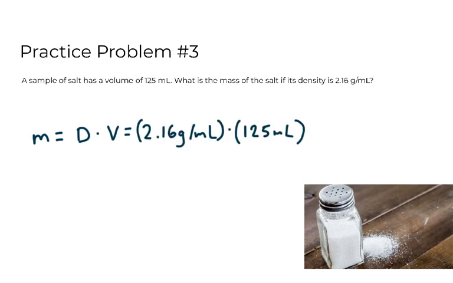We plug in 2.16 grams per milliliter for d and 125 milliliters for v. Since milliliters is in the numerator and denominator, those units cancel out, leaving only grams. And the answer is 270 grams. There you have it. That's how to do some basic density calculations.